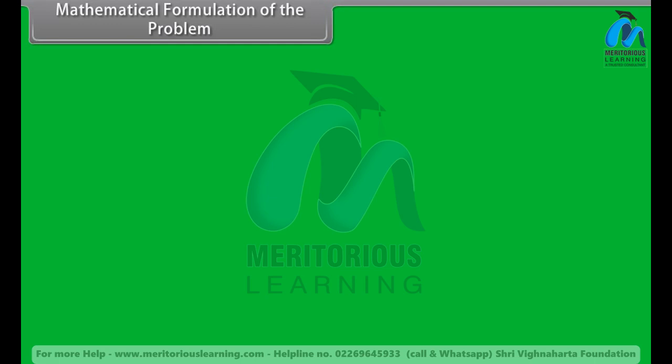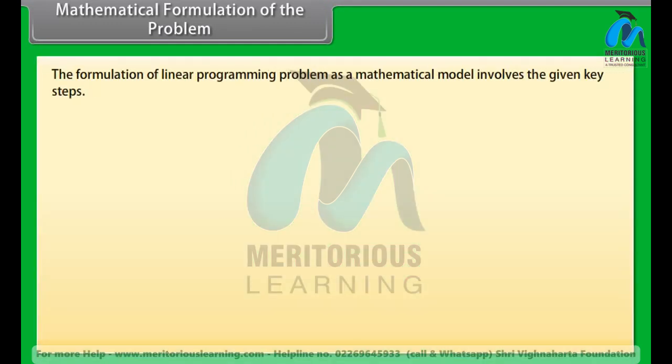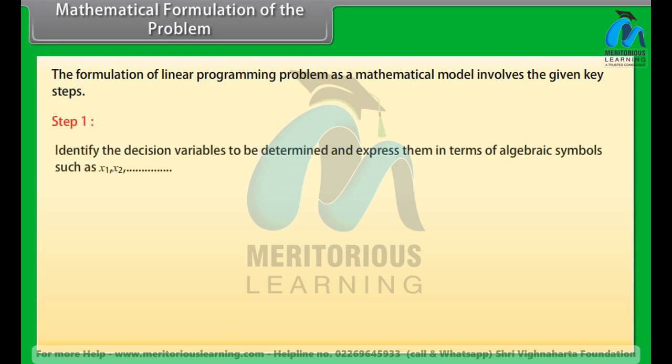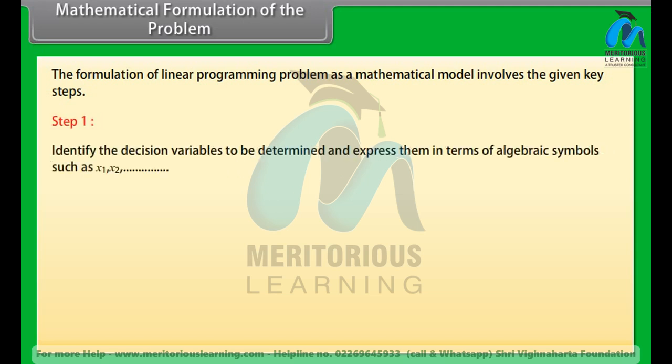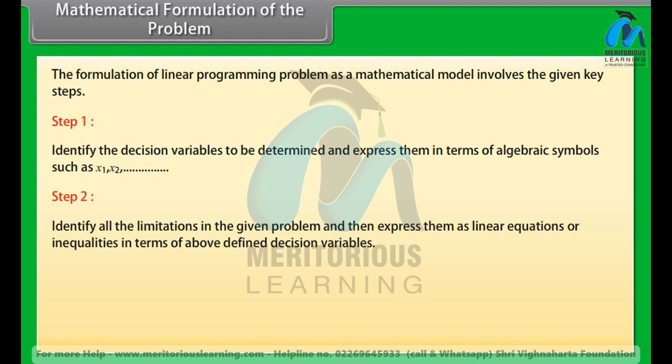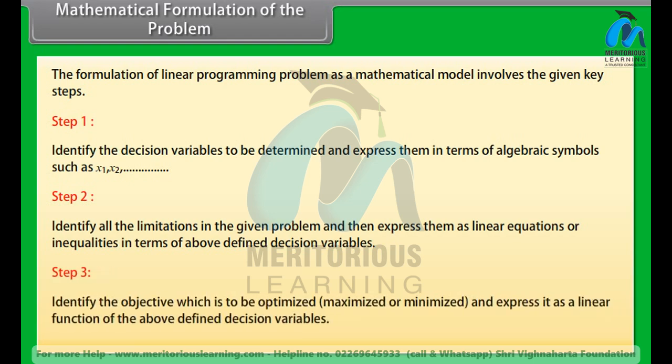Mathematical formulation of the problem. The formulation of linear programming problem as a mathematical model involves the given key steps. Step 1. Identify the decision variables to be determined and express them in terms of algebraic symbols such as x1, x2 and so on. Step 2. Identify all the limitations in the given problem and then express them as linear equations or inequalities in terms of above defined decision variables. Step 3. Identify the objective which is to be optimized, maximized or minimized and express it as a linear function of the above defined decision variables.